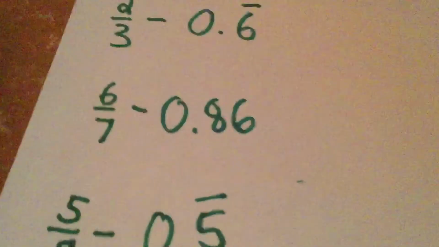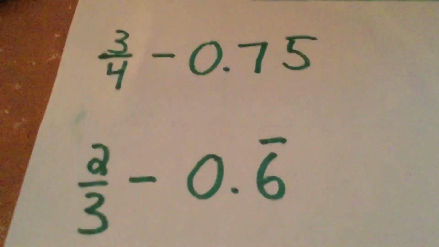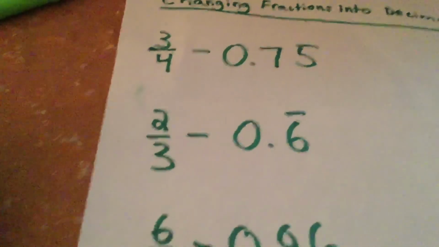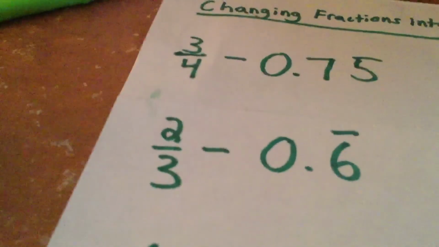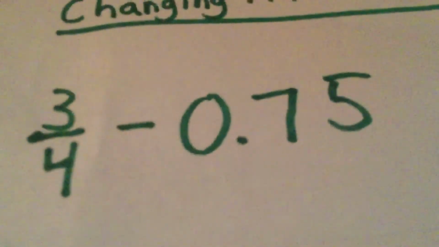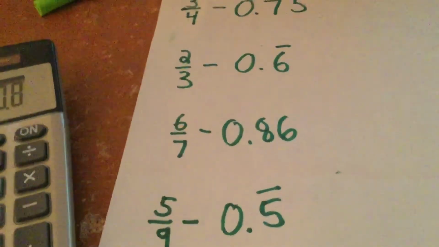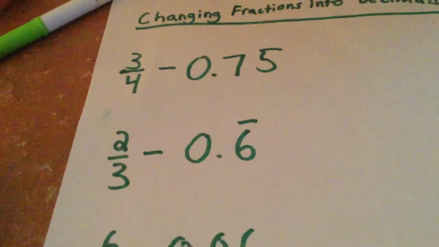So yes, basically all you do is divide the numerator by the denominator. So that is how we get it. But if you don't want to use a calculator, you can do the long division way. So that's how you convert a fraction into a decimal.